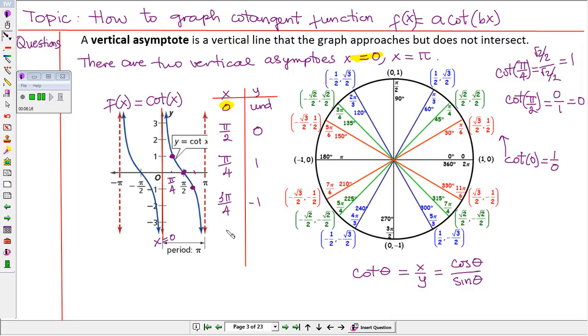And lastly, let's look at pi, or 180 degrees. Cotangent of pi, again, is x divided by y. Negative 1 divided by 0 is undefined, because we cannot have 0 in the denominator. Every time your output y value is undefined, that x value will be your vertical asymptote. So again, we have the second vertical asymptote, x equals pi.